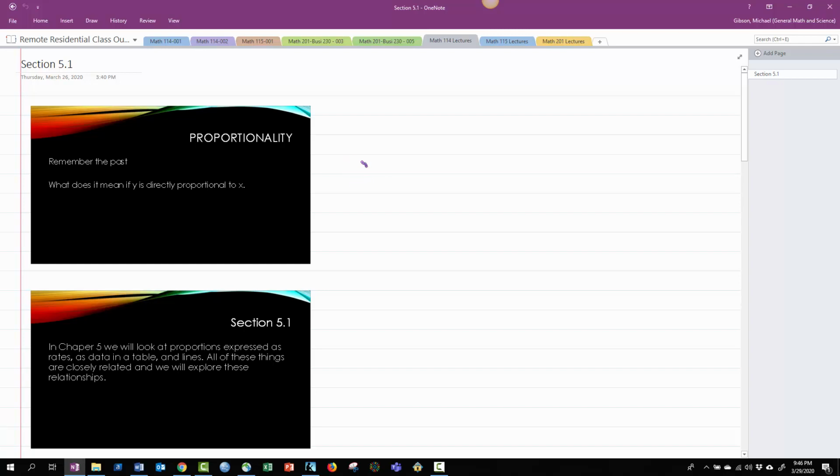Okay, just a quick reminder of something from the past that we're going to use a lot here. Just a few weeks ago, we covered the topic of proportionality. You remember we talked about y being directly proportional to x. That meant y equals some unknown constant, k, times x.